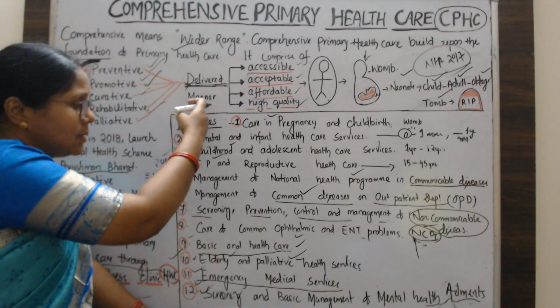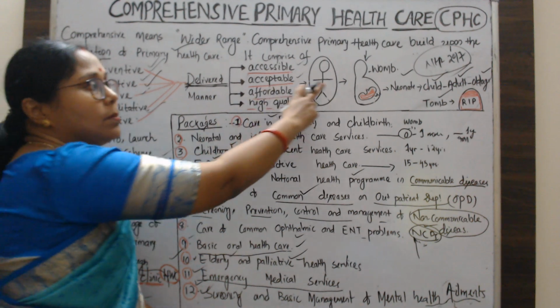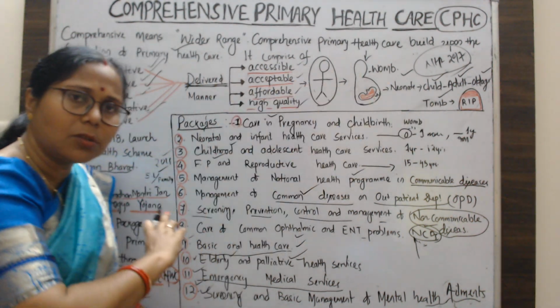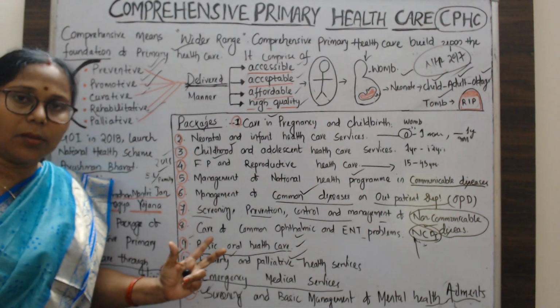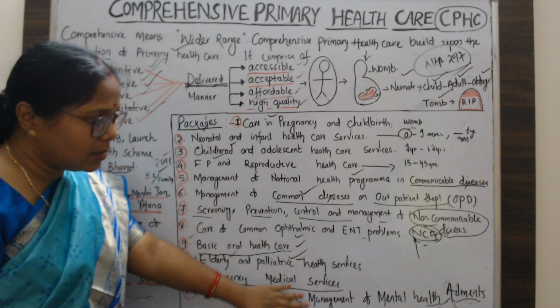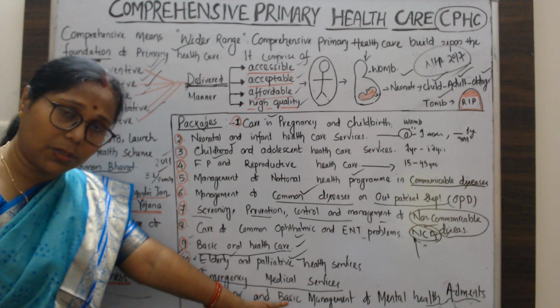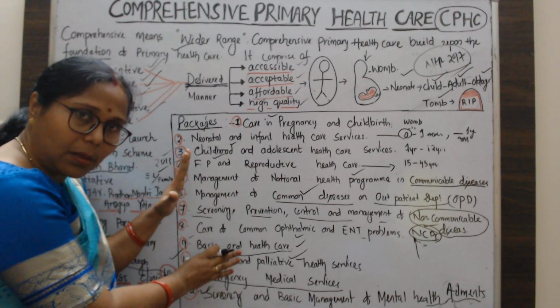These 12 packages of health services are provided to the individual from the birth to the death of the person. So in the whole coverage, the person will come under the coverage of health services. These services are provided at health and wellness centers, that is, the selective sub-center. After that, this is the primary level.